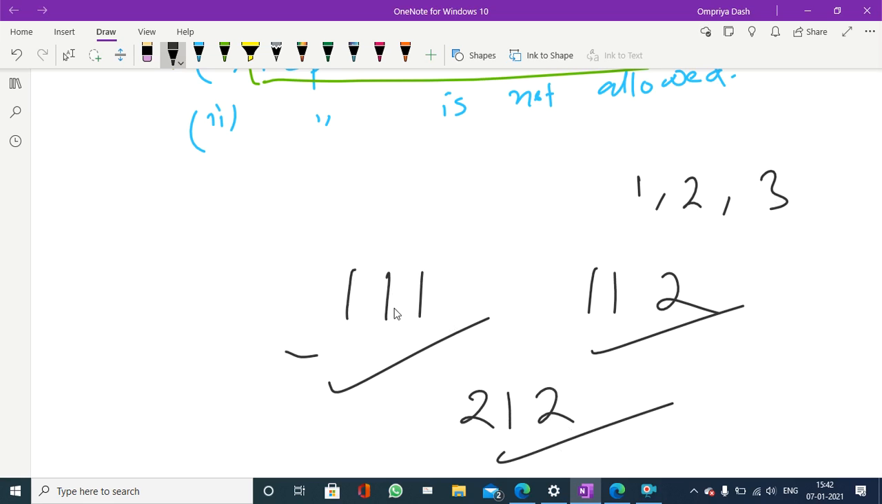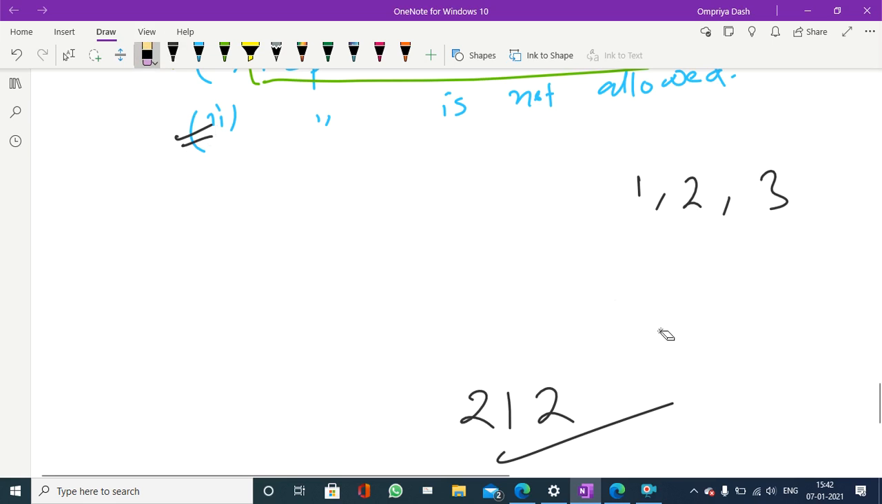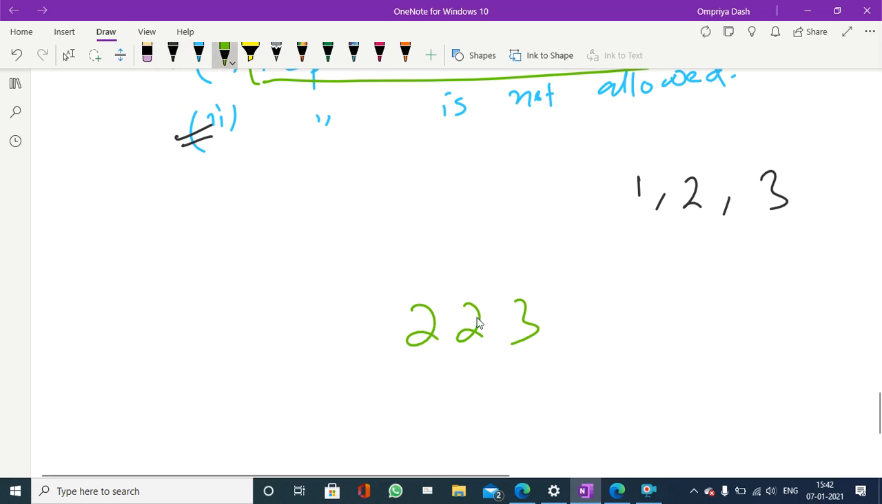Clear? Repetition is allowed. But in the second bit, it says repetition is not allowed. Repetition is not allowed means I cannot repeat any digit in the second bit. That is, in the second bit, this kind of number will not be accepted, because even though you are using these digits, you are repeating some digits, and repetition is not allowed in the second bit. So I hope you understood the two conditions. Repetition allowed means what? Repetition not allowed means what?